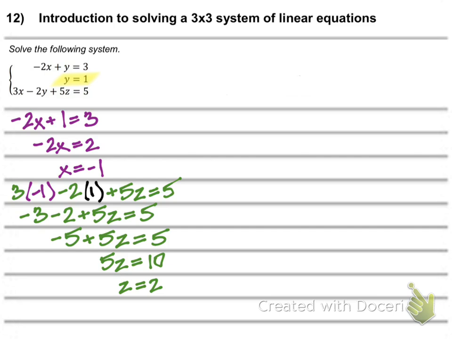Now, when we had 2 equations and 2 variables, we wrote our solution as x, y, an ordered pair. When we have 3 equations and 3 variables, we write our solution as an ordered triplet, x, y, z. So x was negative 1, y they told me was 1, and we found that z is 2. There is your answer.